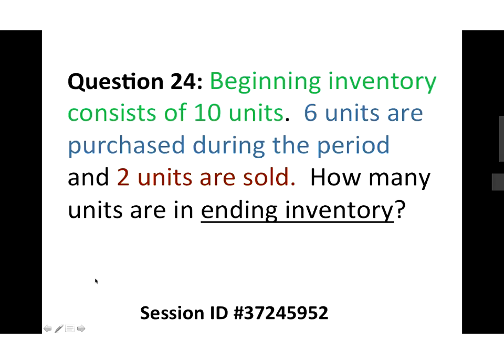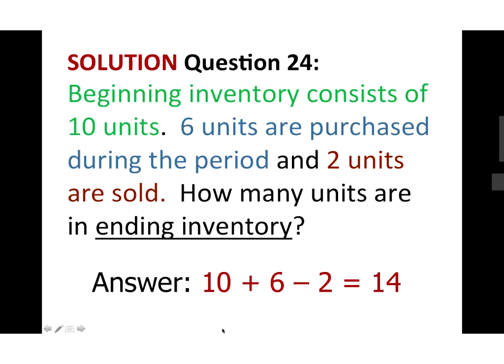Okay, so in this question, that answer would have been 14, 99% correct. So wonderful. That should be ending inventory plus your purchases minus your sold gives you 14 in ending inventory. Okay, so let's try another one.